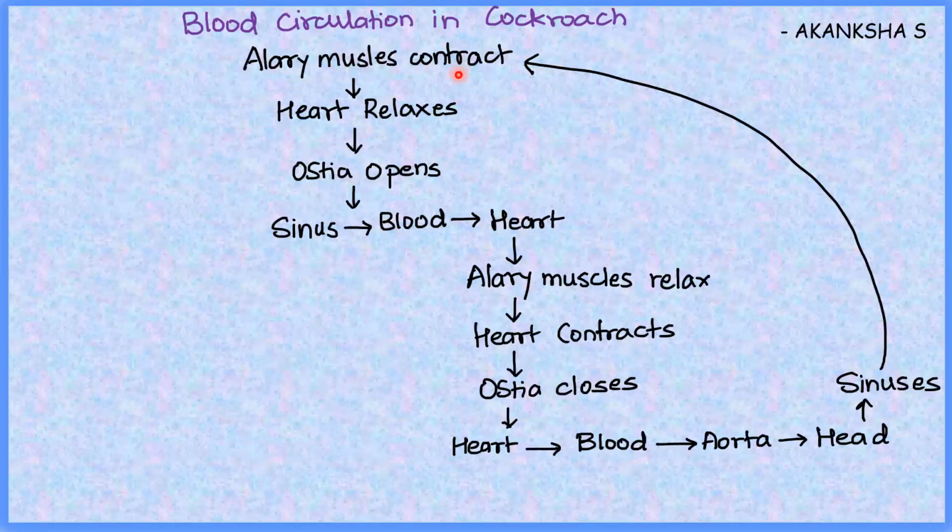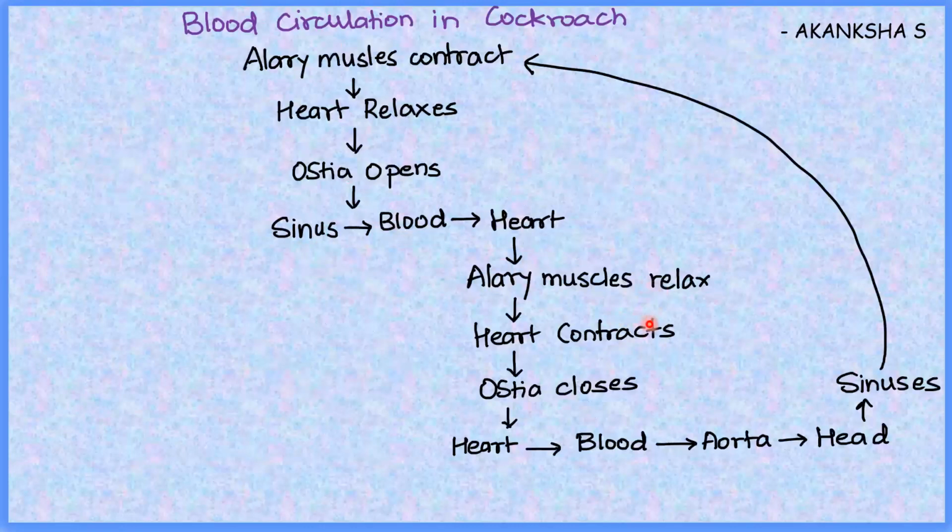So alary muscles are going to contract. Now, when they contract, what happens? Heart relaxes. So in this relaxed state, the ostia or the auricular valves are going to open up. When the ostia or the auricular valves open up, from the sinus, blood enters the chambers of the heart. Now, once the heart is filled in, always remember, the auricular valves or the ostia are going to close. That time the heart is going to contract. It is going to beat that blood up to the aorta and from the aorta to the head and then to the sinus. So see, alary muscles contract, heart relaxes, ostia open up, sinus, blood, heart.